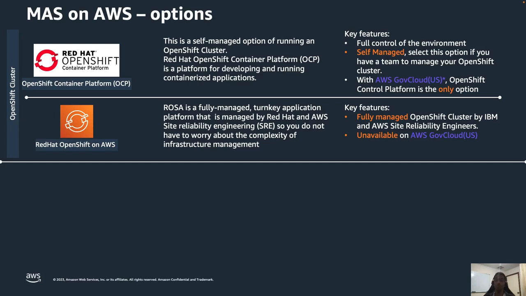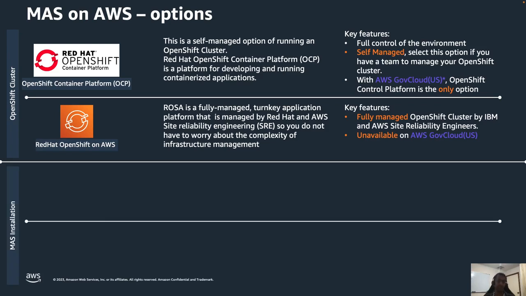Again, one thing to note though is if you are a customer that has a requirement to run your Maximo workload on AWS GovCloud, ROSA at this point is not available in GovCloud. So at this point, if you're running on AWS GovCloud, your only option then becomes Red Hat OpenShift Container Platform, or Red Hat OCP. All right, now that we have looked at the OpenShift cluster, let's have a look at the various options in which you can actually install Maximo Application Suite, also known as MAS 8.